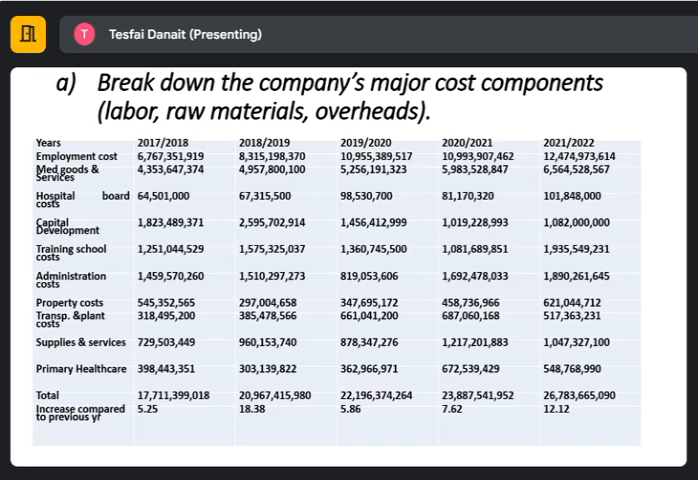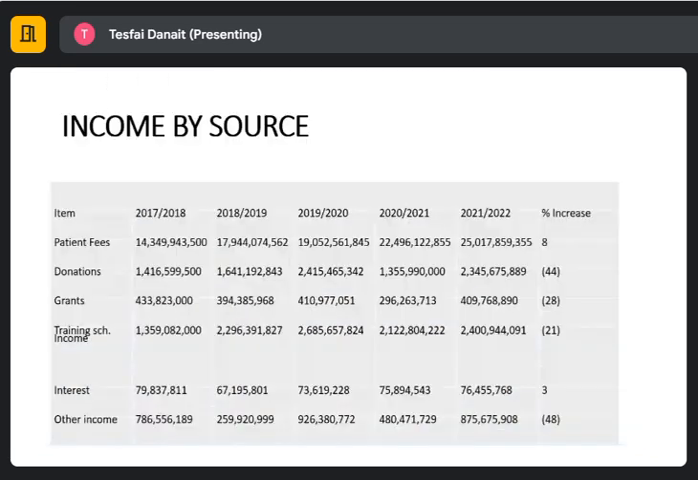And we have the breakdown of the company's major cost components, including labor, raw materials, and overheads. We took the example of 5 years, and this is a breakdown of this hospital. So I will let my colleague continue from here. And this is the income by sources. So he will continue. Thank you for listening.